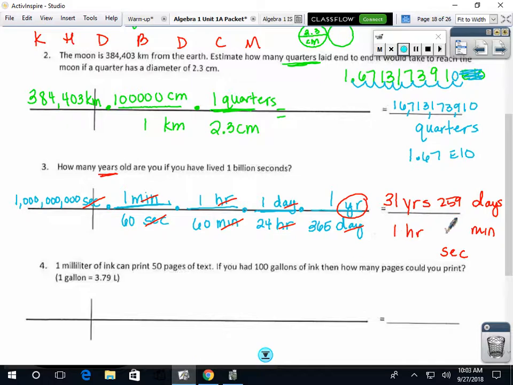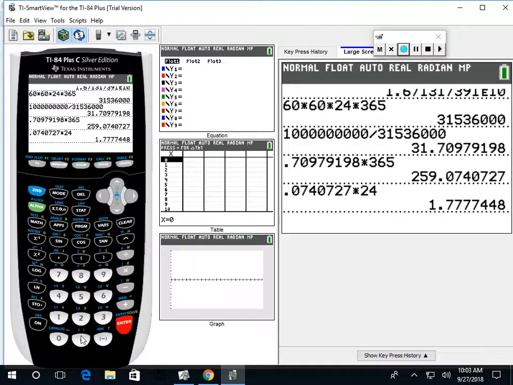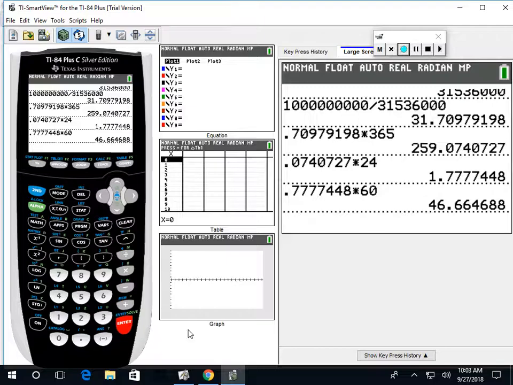And now we're going to take its leftovers and turn it into minutes. So we take the leftovers of 0.7777 and then 448. And what would we need to multiply it by? Because now we're trying to go into minutes. 60, because there's 60 minutes in an hour. And so 46 minutes.